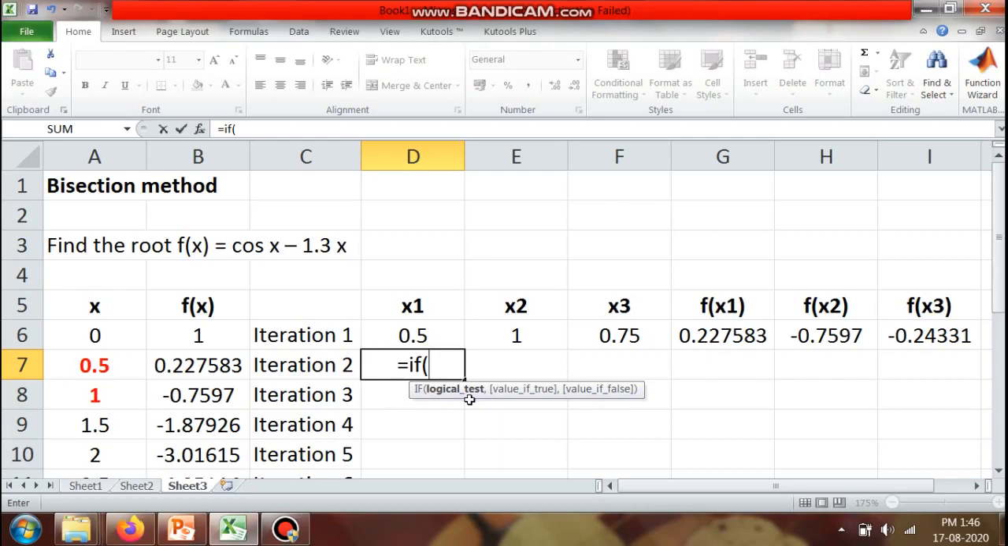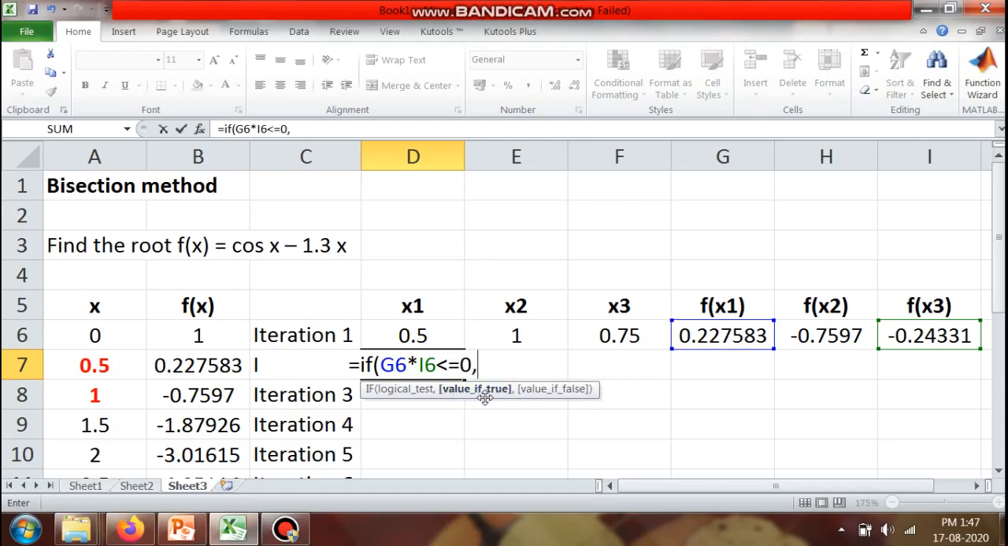It will ask first for the logic test. As we know, if we want to find the value of x1, we need to take the multiplication of f of x1 and f of x3. So I will select G6 into f of x3, which is nothing but I6. If it is less than or equal to 0, this is our logic test, G6 into I6 less than or equal to 0. This logic test is separated by a comma.